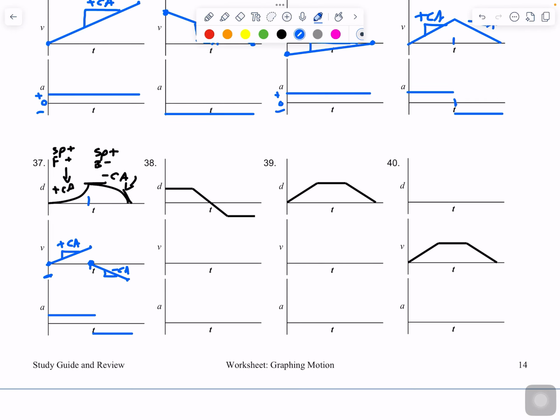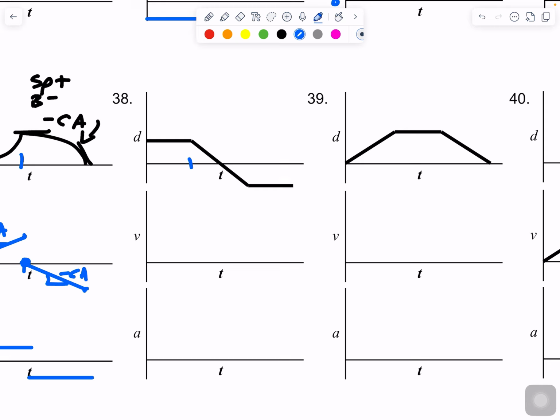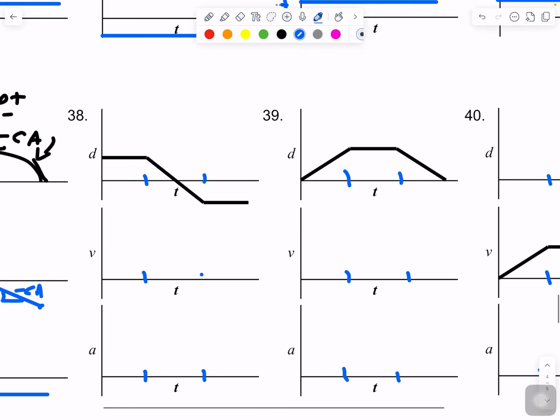Okay, now finally in question 38, 39, and 40, you're simply putting together 3 segments. So I'm going to have, let's make a mark here, here to represent the change of the times. Here, here, and here, here. Okay, so what's this going to look like?